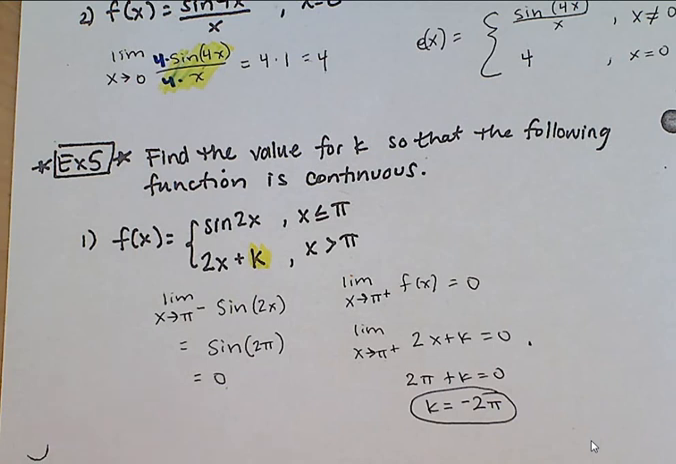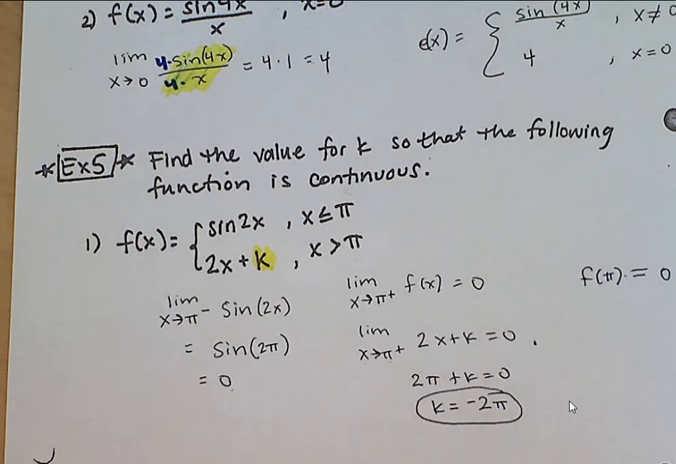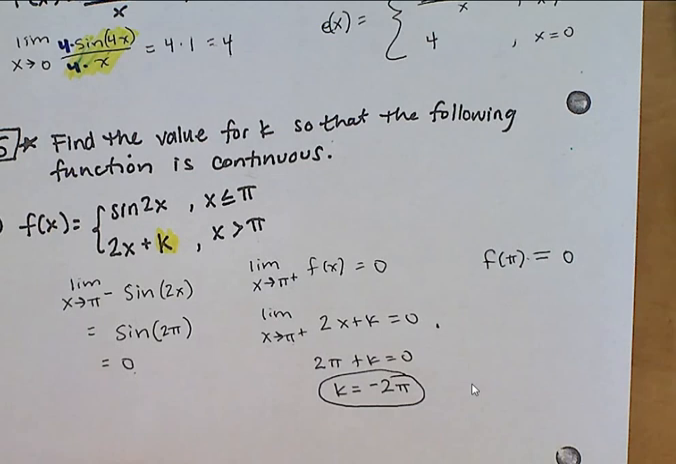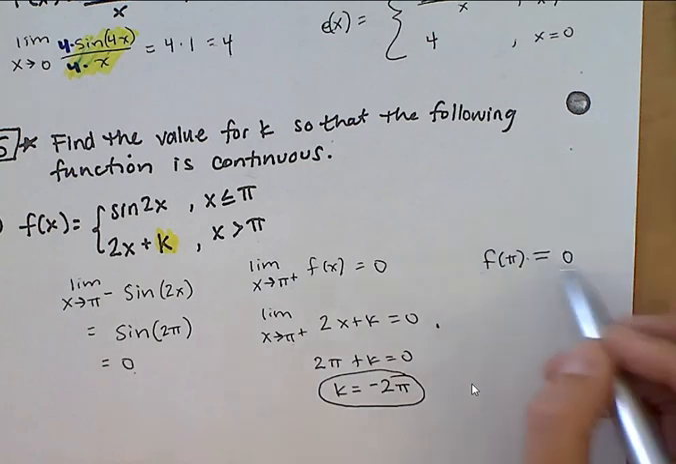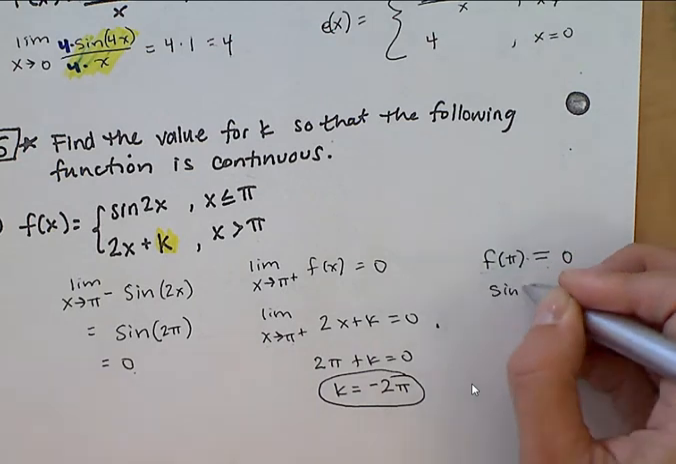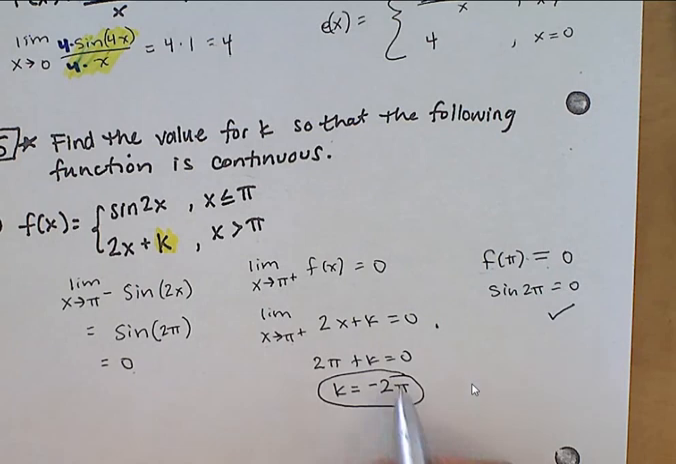Okay. And you could also check, we need to make sure, does f of pi equal 0? Because that would also need to be true, just to make sure all our rules of continuity are in check. And yes, that's true. If I plugged in pi to my function, I would have sine of 2 pi, which equals 0. Yay. It's definitely continuous, and this is the value of k that will make it continuous.